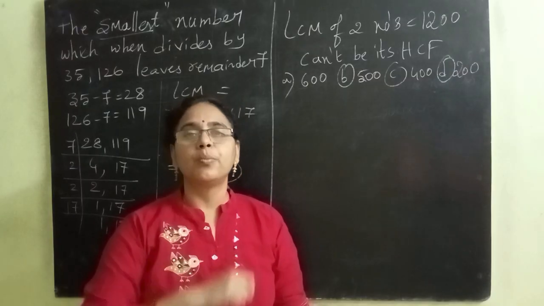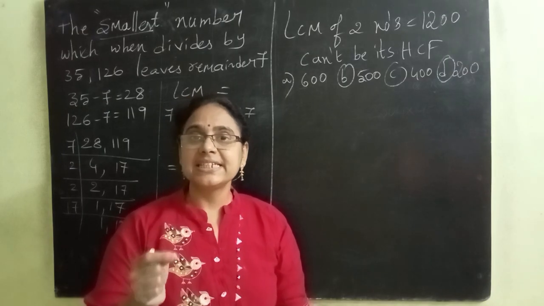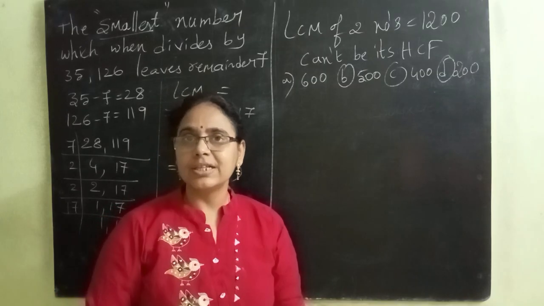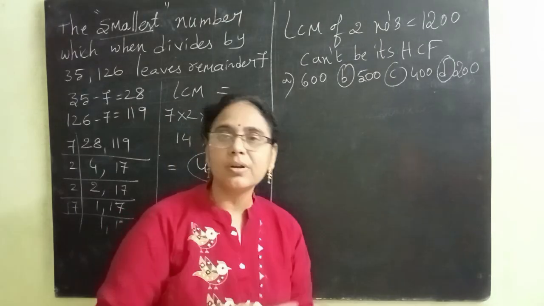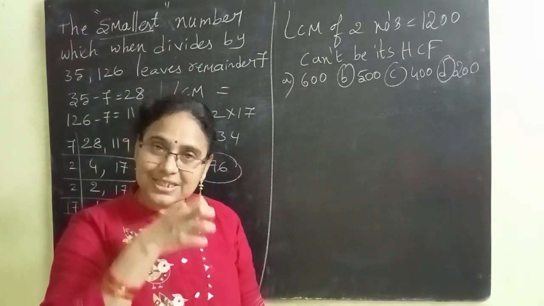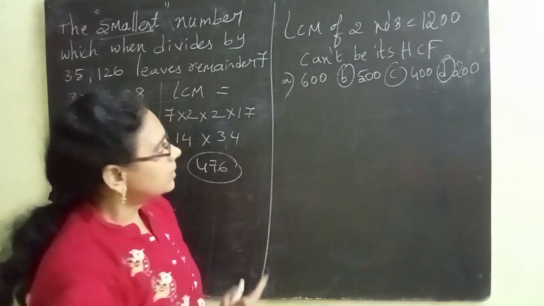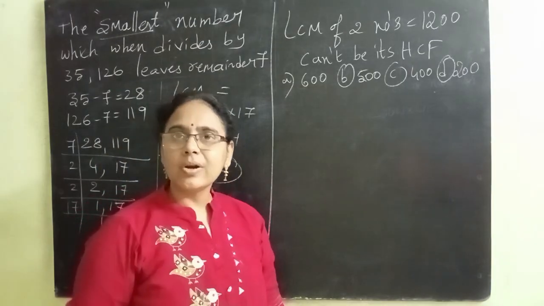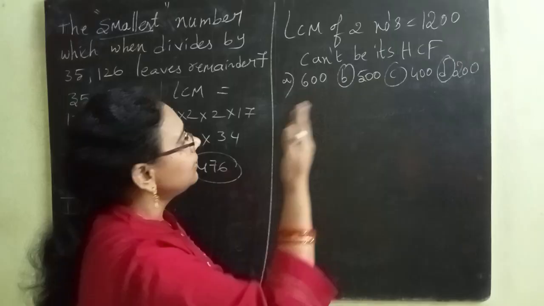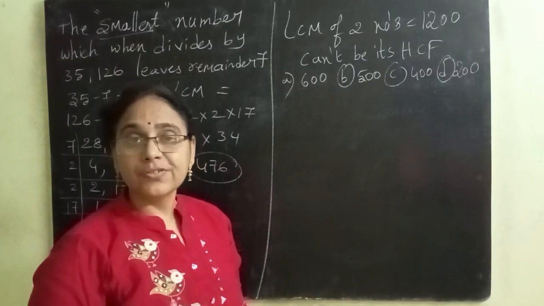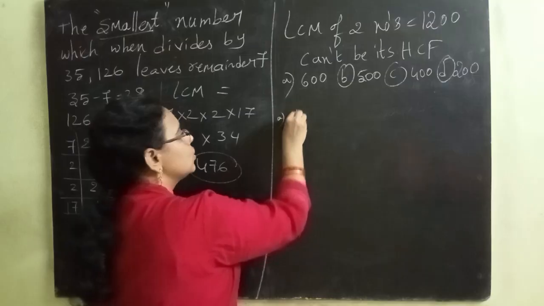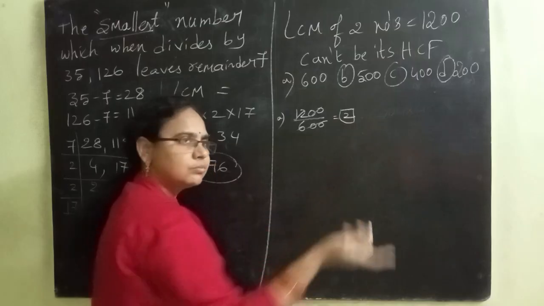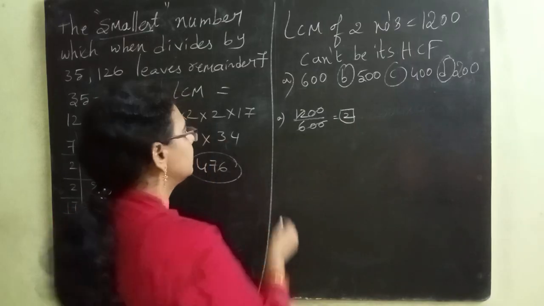Just now I said one point to you. What is that? HCF is a factor of LCM. LCM is a multiple of HCF. That means compulsorily this table has that number. Here see, 1200 by 600. It is exactly divisible. If you want, you can check it. Option A, 1200 by 600, zeros cancel. It has the chance, maybe it can be HCF.